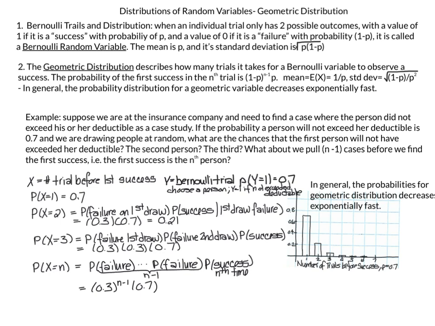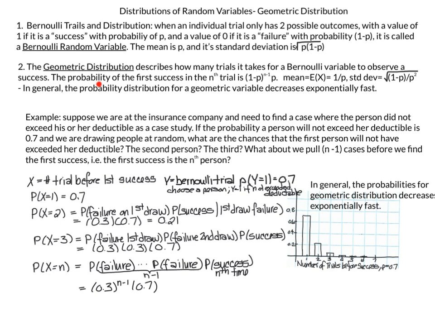The first thing we cover are Bernoulli trials and distributions. When an individual trial only has two possible outcomes, with a value of 1 if it is a success with probability p, and a value of 0 if it is a failure with probability 1 minus p, it is called a Bernoulli random variable, and the trial is a Bernoulli trial. The mean of the Bernoulli random variable is p, the probability of a success, and its standard deviation is the square root of p times 1 minus p.